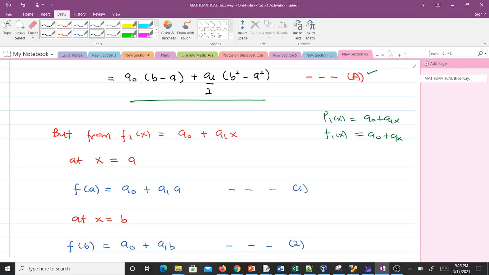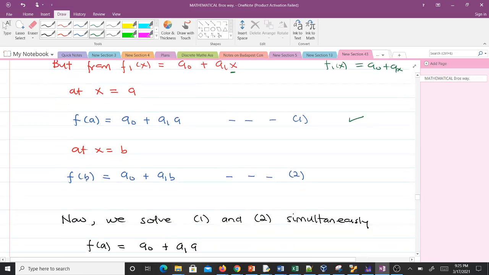So we know we have 2 points a and b. So we take the first point a at x equals a. That means wherever you find x, we put a there. So we get f of a will be equal to a0 plus a1 a. We call this equation 1. Then at x equals b, we will have f of b will be equal to a0 plus a1 b. And we call this equation 2. So you see now we have two equations containing a0 and a1. So we can solve these two equations simultaneously to find values for a0 and a1.